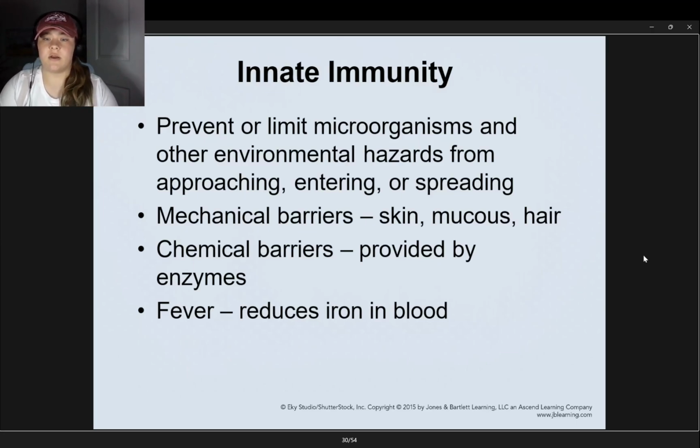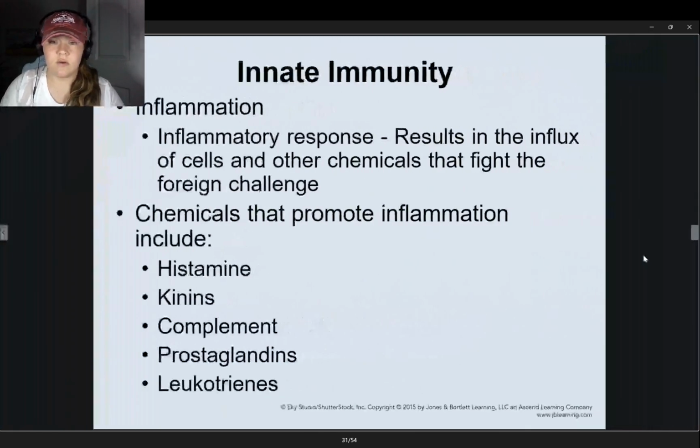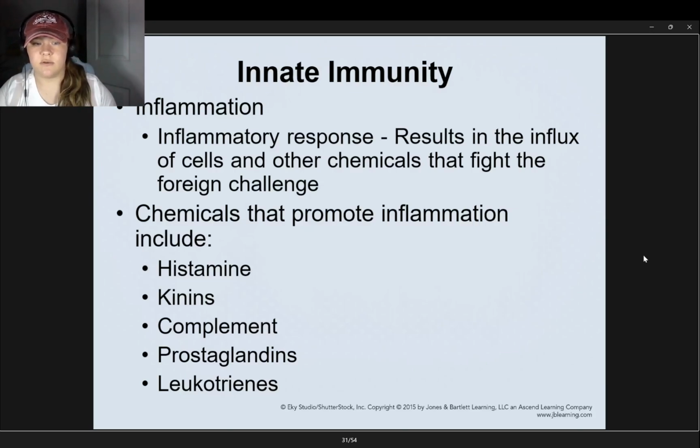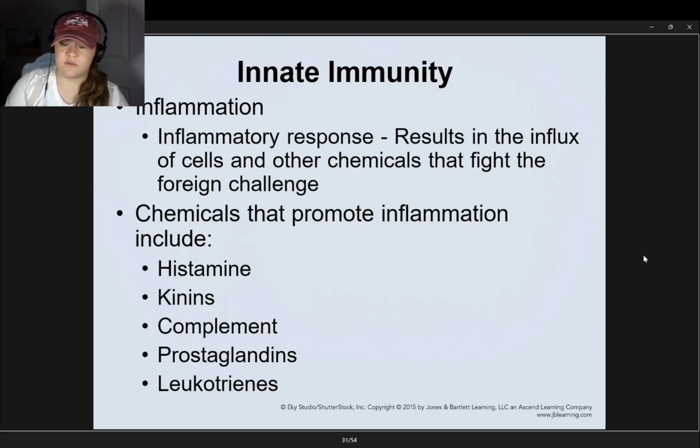You've got the mechanical barriers: skin, mucus, hair. You've got chemical barriers, which are provided by enzymes, and you've got fever, which reduces the iron in the blood. Inflammation results in the influx of cells and other chemicals that fight foreign challenge. It's why everything swells up a bit when you're sick. Chemicals that promote inflammation include histamines, kinins, complement, prostaglandins, and leukotrienes.